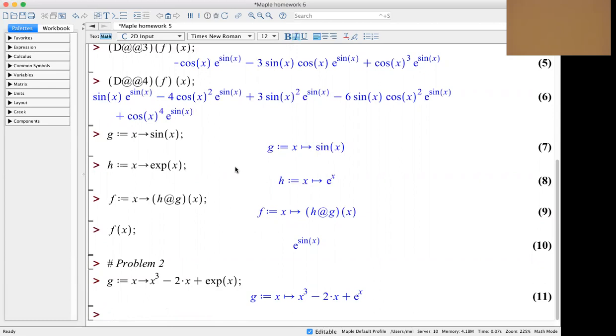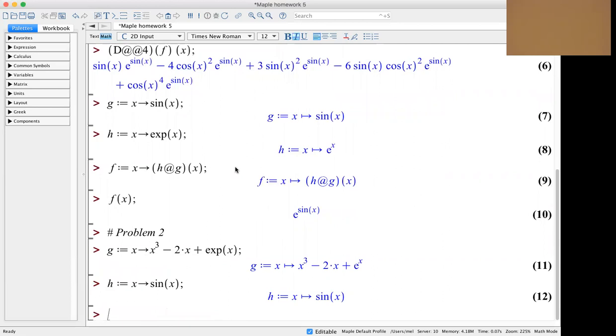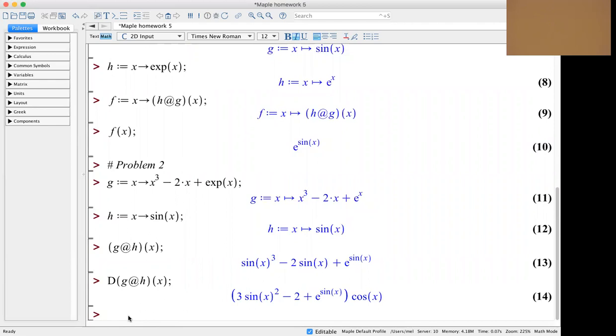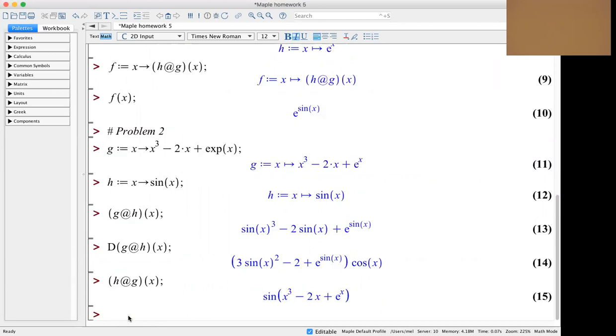h is the function x goes to sine of x. So the composite function g composed with h of x is this. And if we want the derivative of that, it's that. On the other hand, if we compose the functions in the opposite order, that's h composed with g. That's plugging x cubed minus 2x plus e to the x in for x.